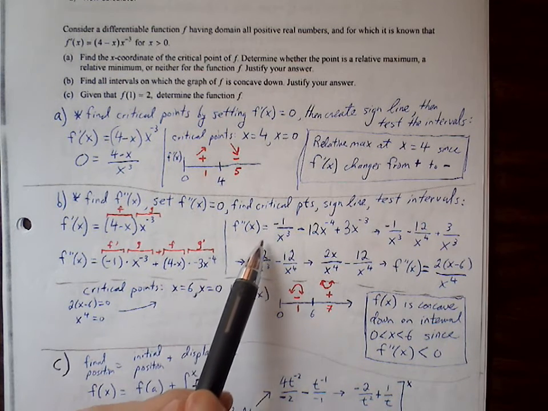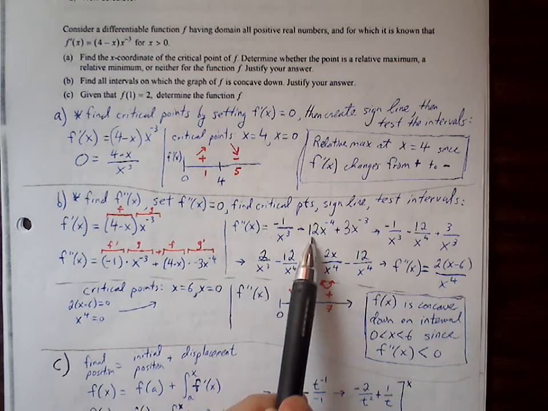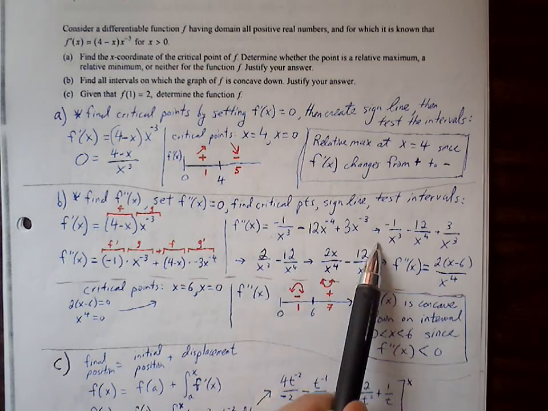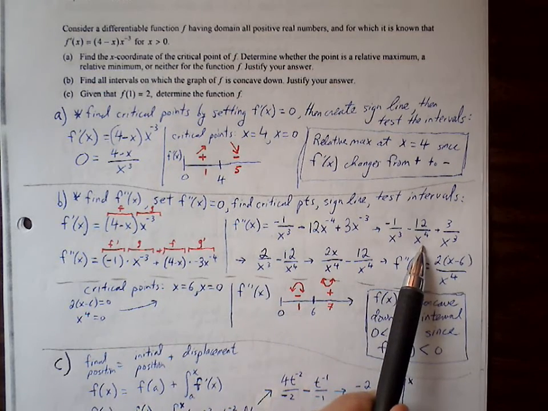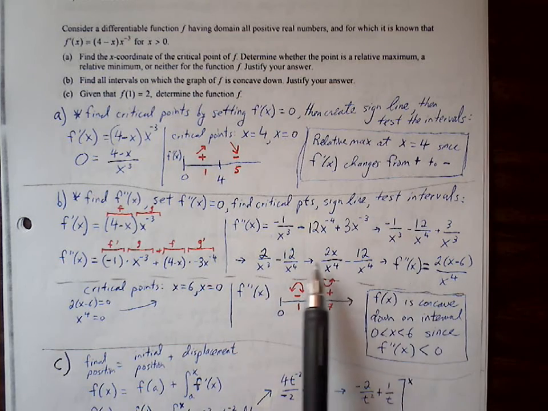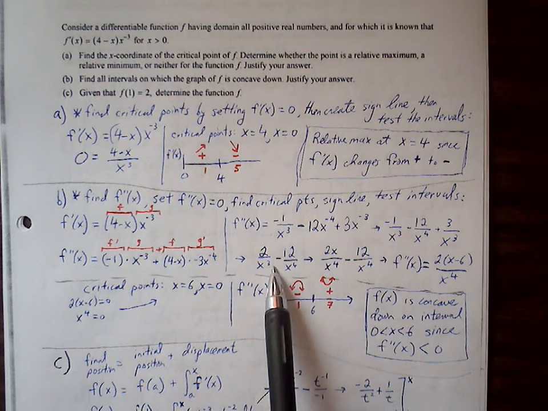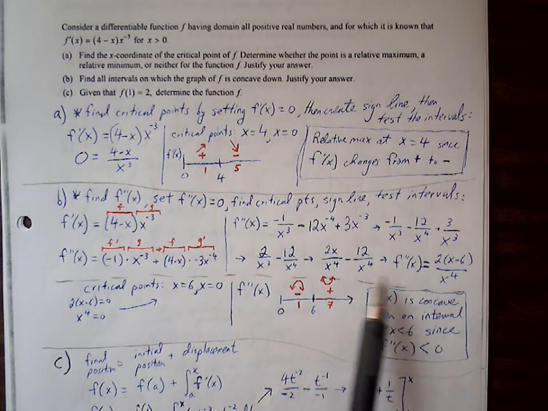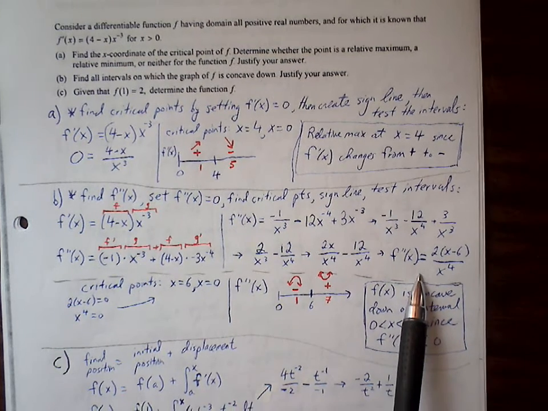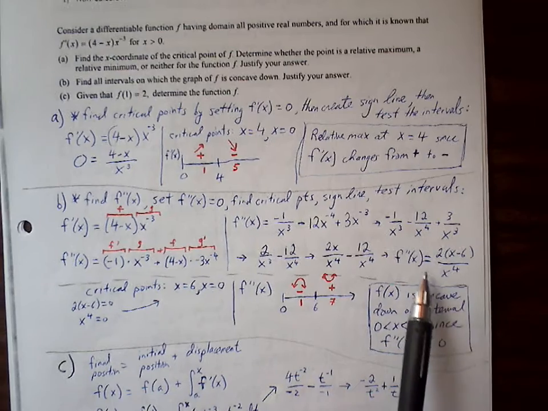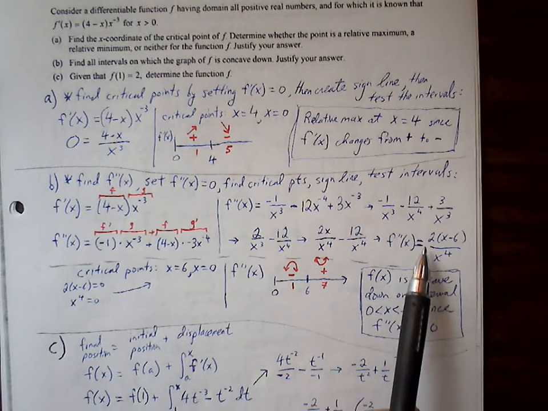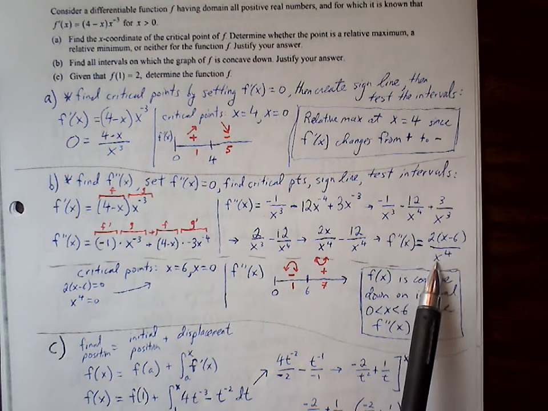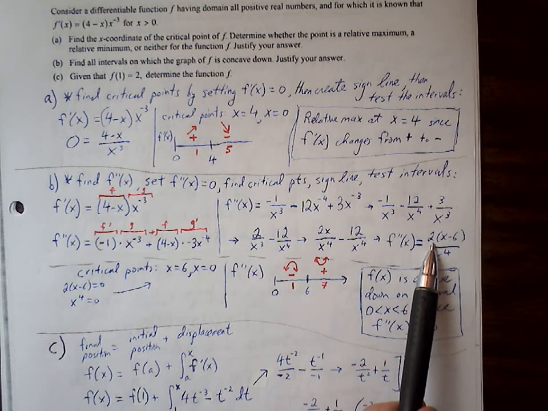Clean this up a little bit. Brought everything back down to the denominator. Combined like terms. Found a common denominator. And then pushed it all back together. So now, once we're down at f double prime, we can find our critical points from the numerator and denominator separately. From the numerator, we get 6.